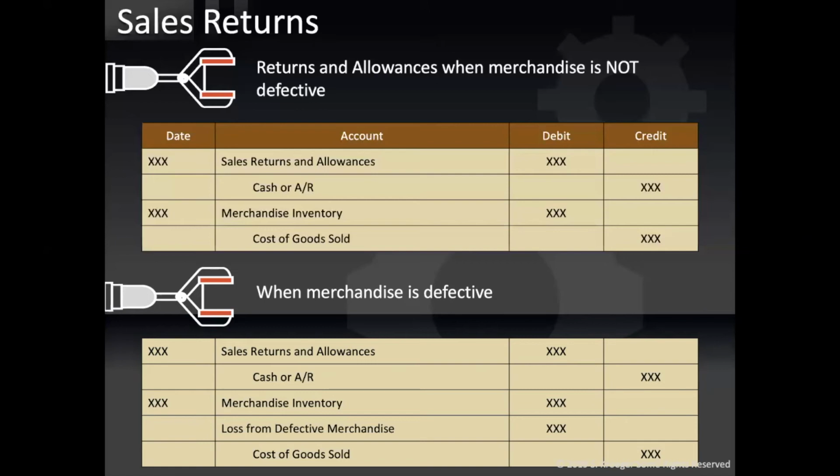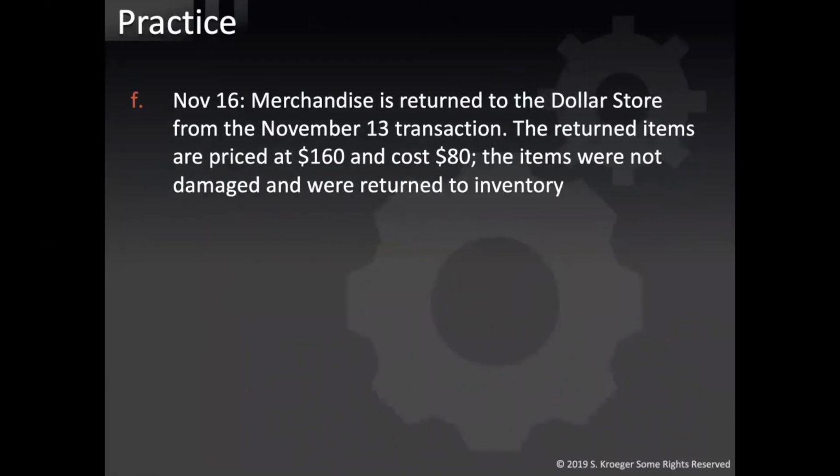Whatever we spent on the goods that cannot be put back into inventory will be the amount that goes to the debit, loss from defective merchandise. However, our focus will mostly be on if goods can be put back into our inventory. Let's practice this next. This is part F on question number 1.